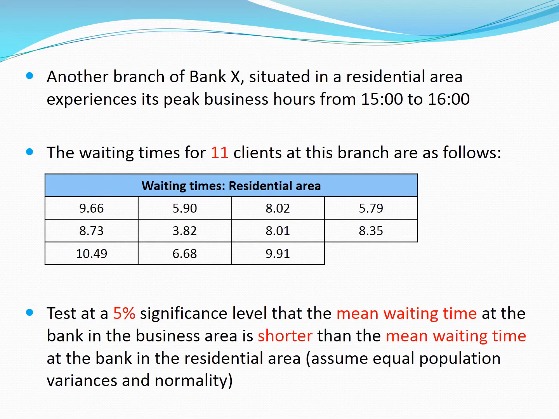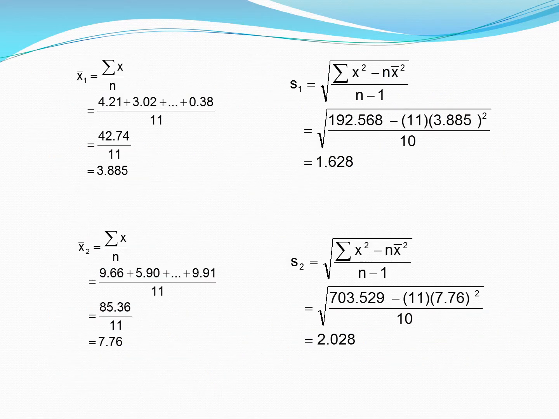And they say assume equal population variances and normality. Both of the samples have 11 clients in them, so both are small samples, so we can use the t-test statistic in this problem. They didn't give us the sample means and the sample standard deviations, so you can calculate that for the first sample and for the second sample.